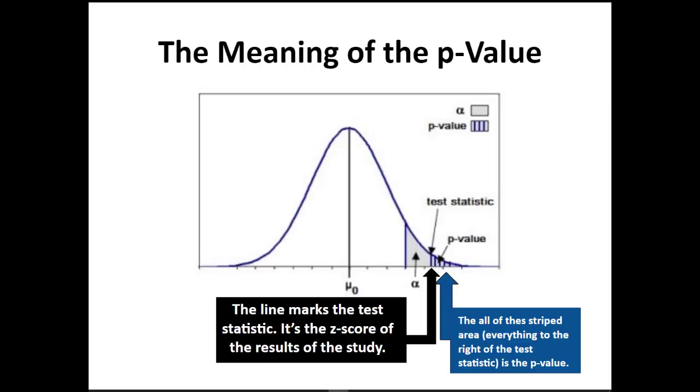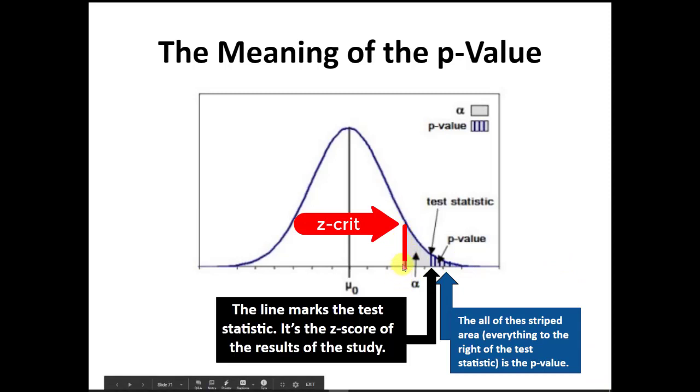So let's look at our diagram again. Here we have the z-crit. It is the line that marks off where values have to surpass, where the test statistic has to surpass in order for there to be enough evidence to reject the null. The z-crit marks the area where the alpha begins. Okay, so the z-crit is this red, the alpha is this gray that's back here kind of hidden.